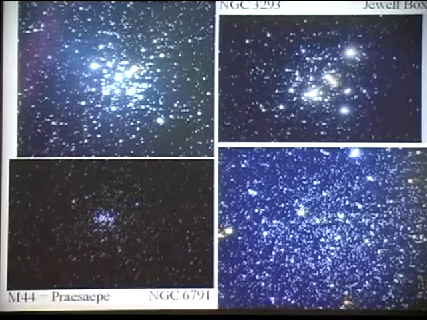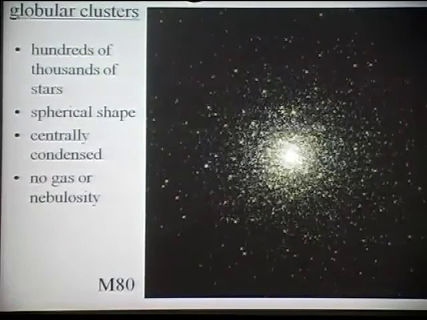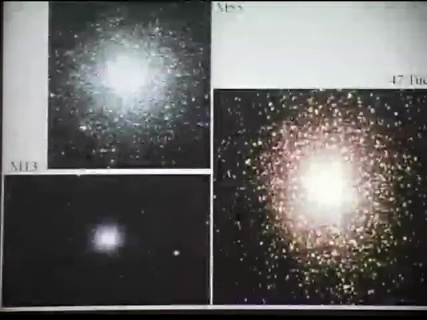The other kind of star cluster is known as a globular cluster. They look like globs. Globular clusters typically have hundreds of thousands of stars. Not hundreds, but hundreds of thousands of stars. Because they have so many stars, they tend to be spherical in shape, not irregularly shaped. There's no gas or nebulosity in them. We think that's because they're older, and I'll make the case to you that they are older. This one is M80. Here are some others, M13 and M55 and 47 Tuc.